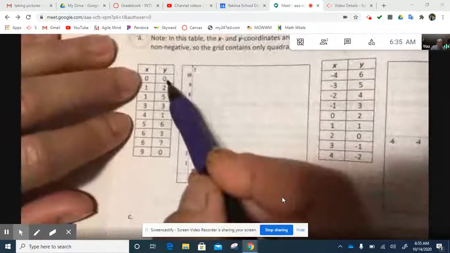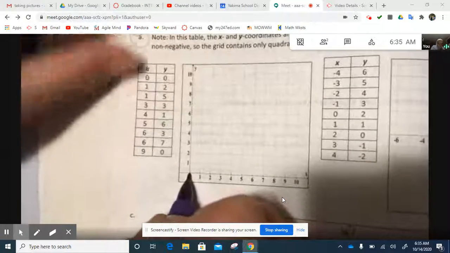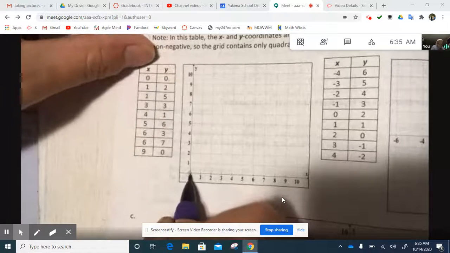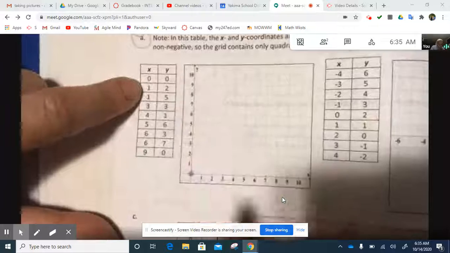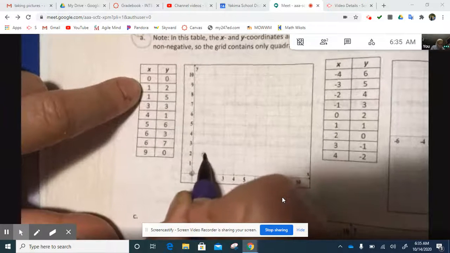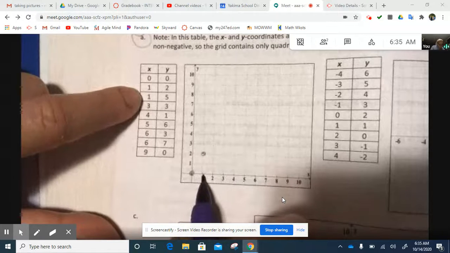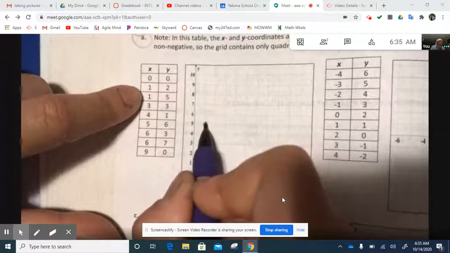Okay, so first point is 0, 0. So on our x-axis, we go to 0. And then on our y-axis, it's also 0. So we're not moving up or down. It's going to be right here at the origin. Okay, for x, we have 1. So go over to 1 on your x-axis. Go up to 2. Then we have x is 1 again, but this time y is 5. So we're going up to 5.